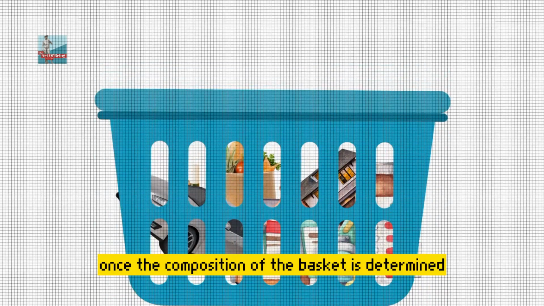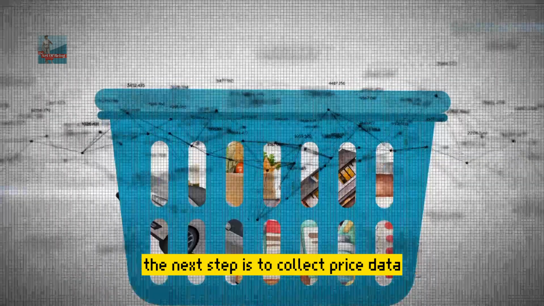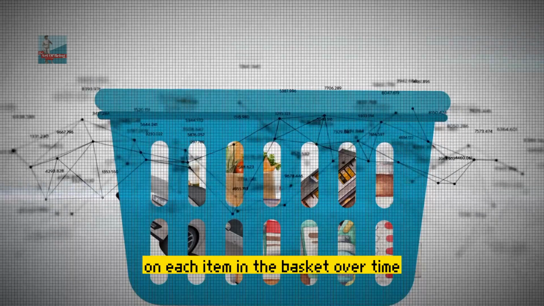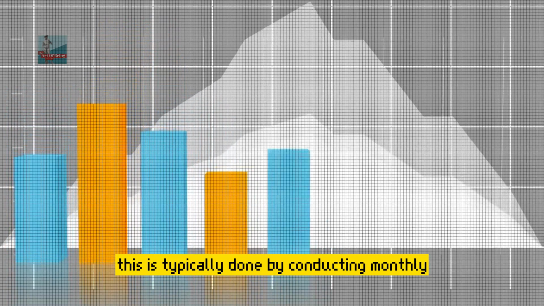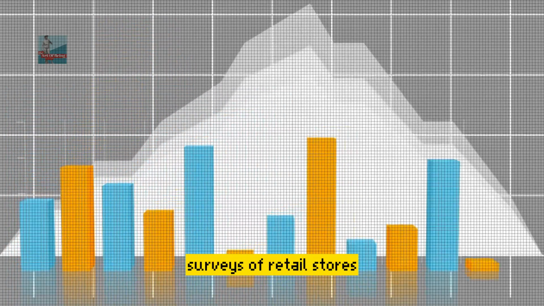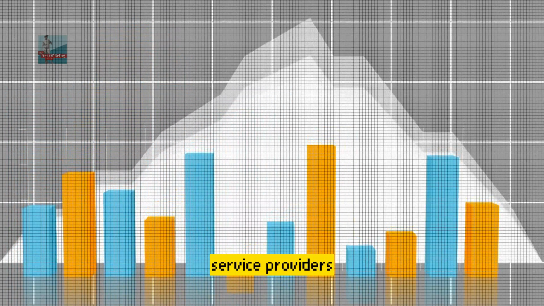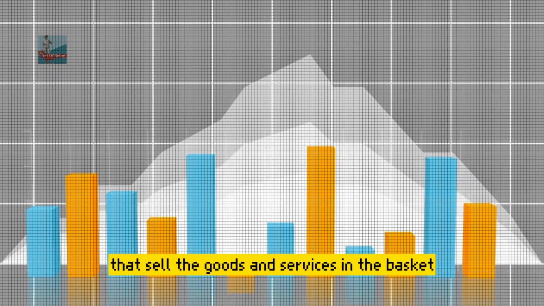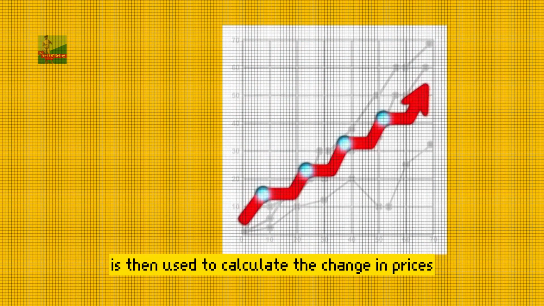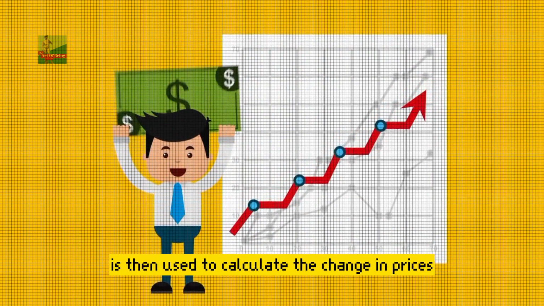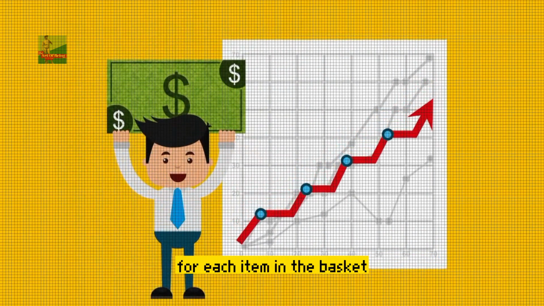Once the composition of the basket is determined, the next step is to collect price data on each item in the basket over time. This is typically done by conducting monthly surveys of retail stores, service providers, and other establishments that sell the goods and services in the basket. The price data collected is then used to calculate the change in prices for each item in the basket.